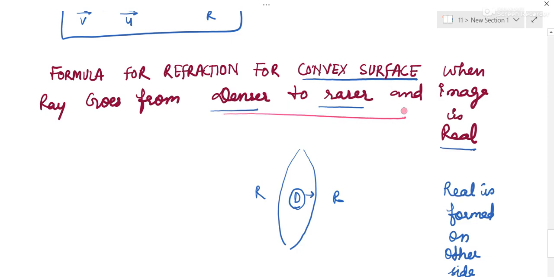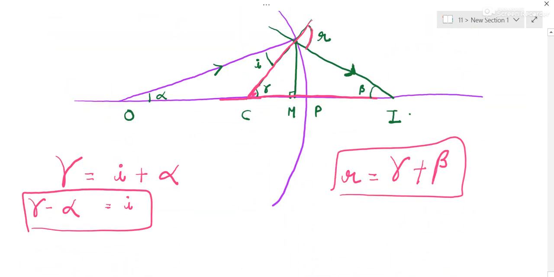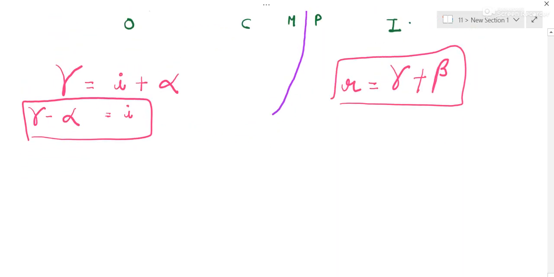Try to draw the ray diagram on your own without taking any help and then match with the angle relation. If the angle relation is okay, you are likely to derive the correct expression. Then again the same thing. Sin I by sin R. Where are you going? Air. Where are you coming from? Glass. This is how it will go on.